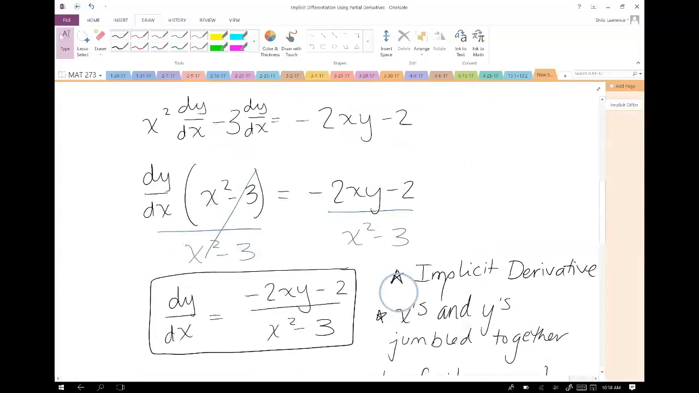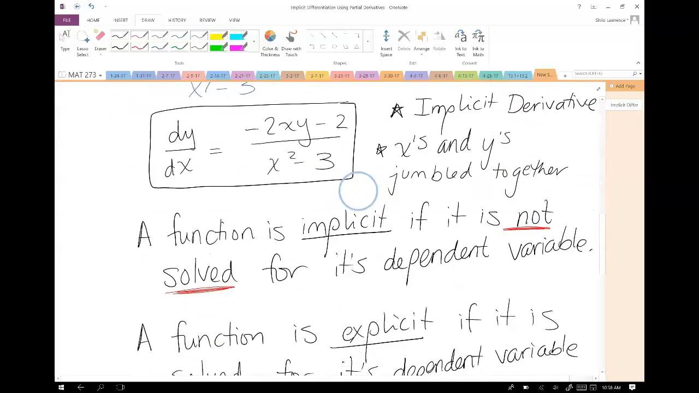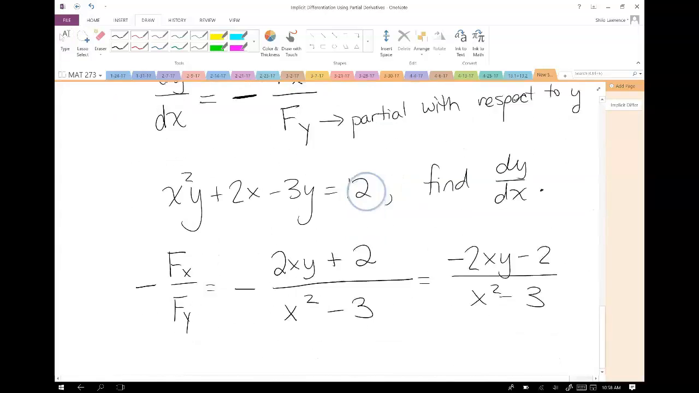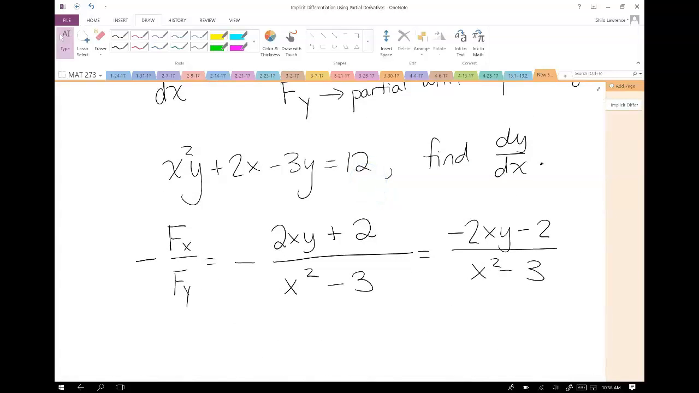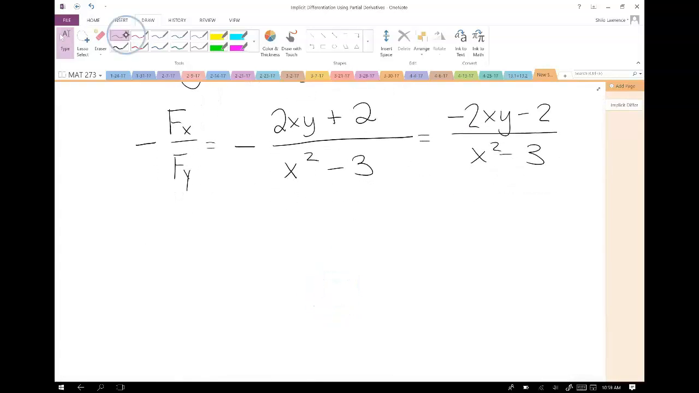That took us probably 5 minutes to go through this whole Calculus 1 method of finding the implicit derivative. It took me probably 1 minute to do it with partial derivatives. So much easier now. We got the exact same answer. So let's look at another one.